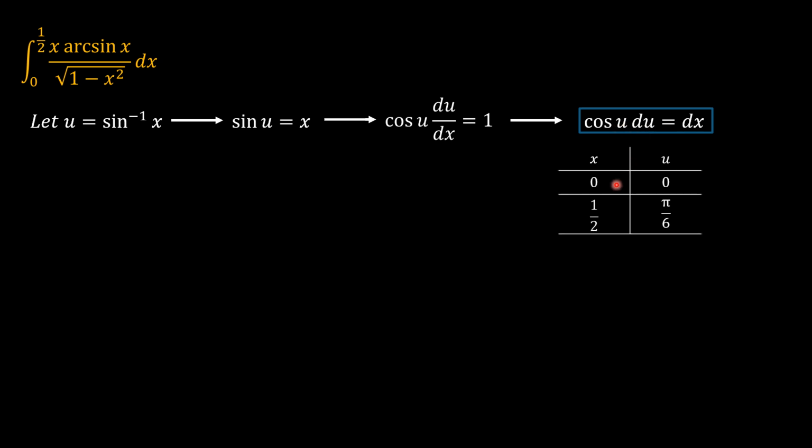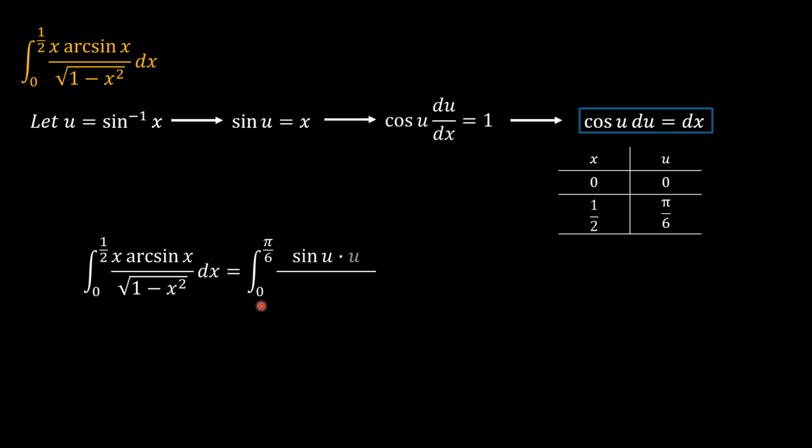And now looking at the limits, when x equals 0, the arcsine of 0 is 0. When x equals a half, the arcsine of half is pi over 6. Therefore, the integral from x equals 0 to x equals a half of x times arcsine of x over the square root of 1 minus x squared is the same as, in the u domain, the integral from u equals 0 to u equals pi over 6 of, in place of x, I have sine u, in place of arcsine of x, here I have u, over the square root of 1 minus, in place of x squared, I have sine squared u. And then in place of dx, we have cosine u du.